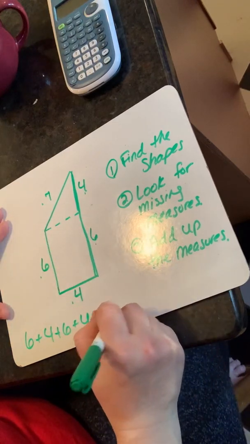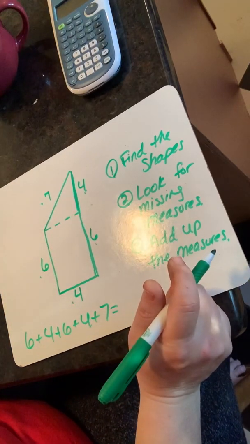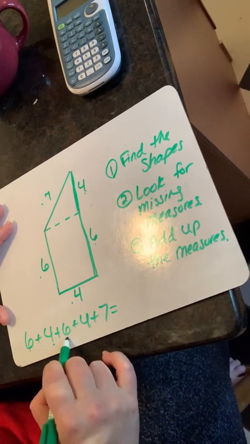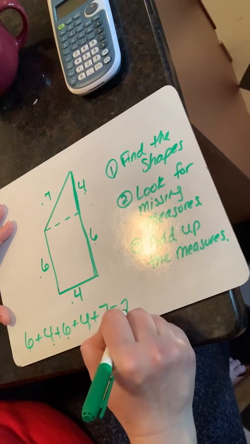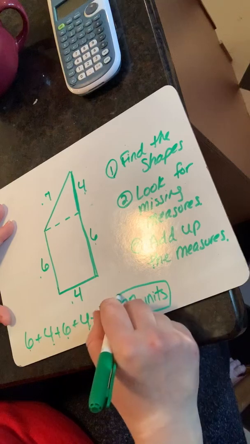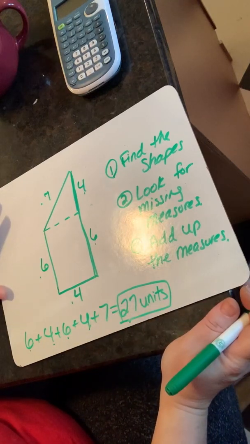So when you're adding these things up, group them, use your calculator, whatever you need to do. I know 6 plus 4 is 10, so I have 10. I have 20. I have 27. And it's 27 units. So my complex shape is 27 units.